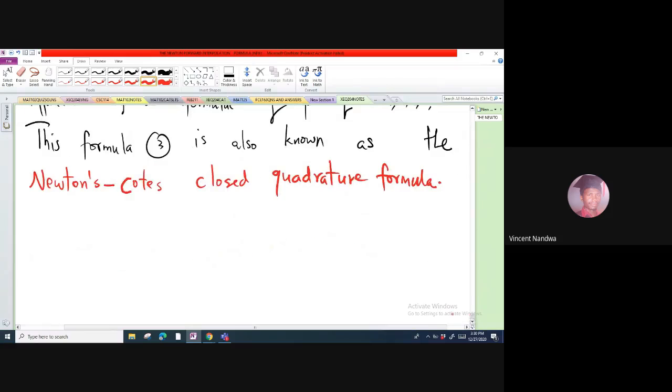So then we want to use the Newton's closed quadrature formula to derive the expressions for Simpson's one-third rule formula, and then the trapezoidal formula or rule. So let's start with the trapezoidal rule. I know the trapezoidal rule is not new to us. We have interacted with this formula from our high school.